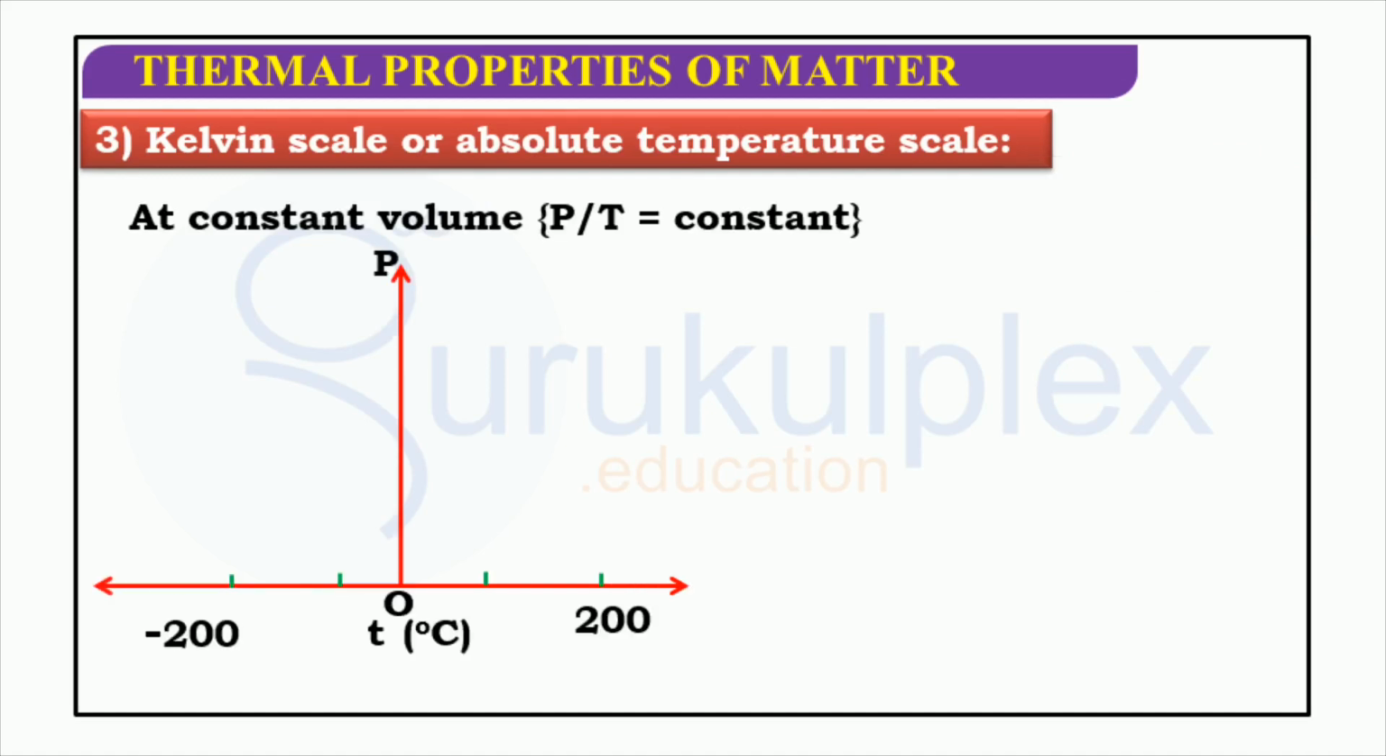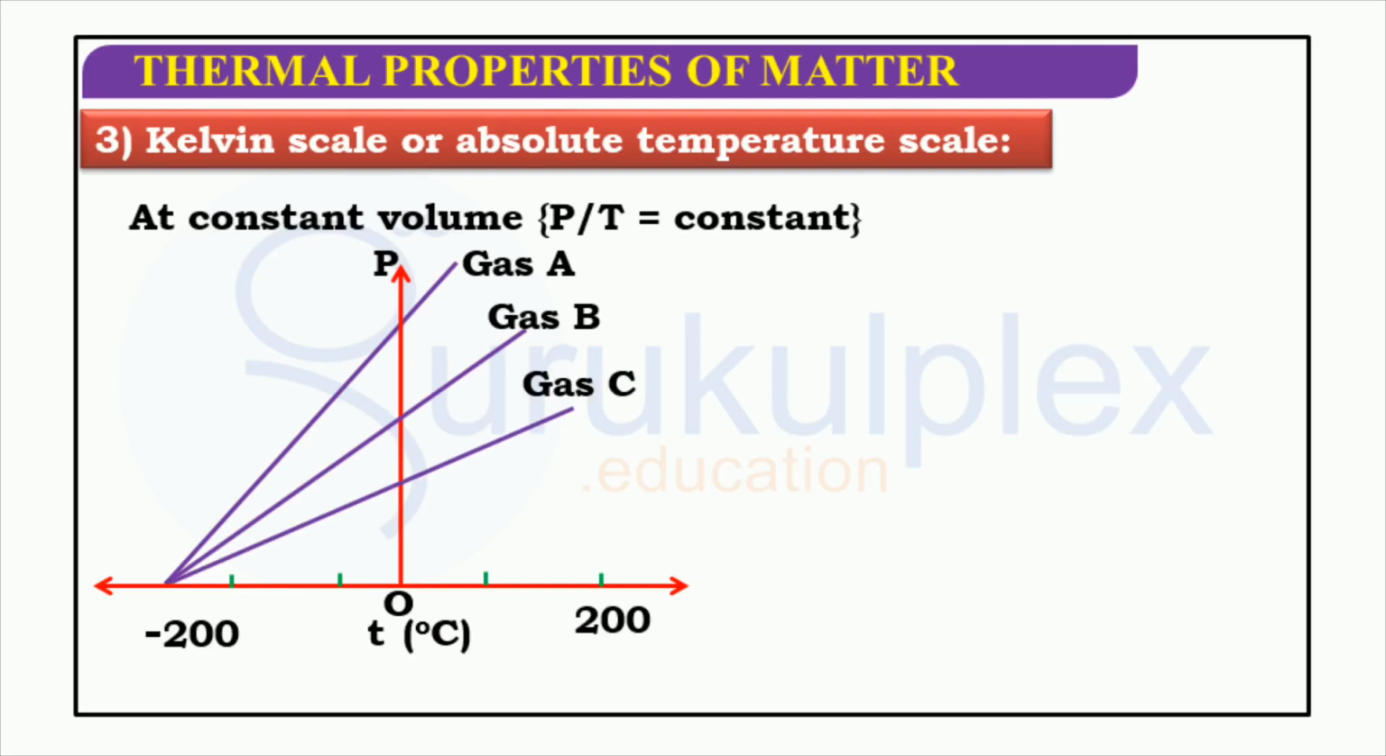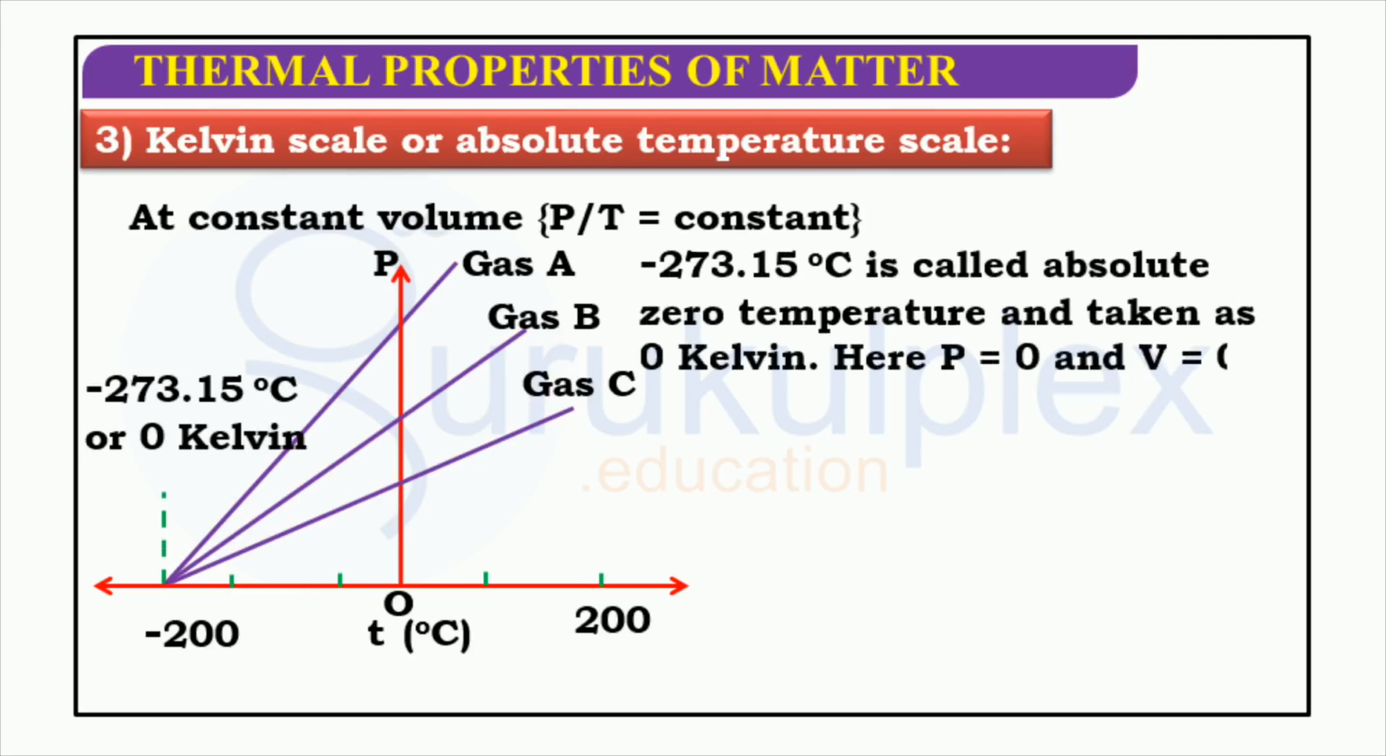We'll then examine the Kelvin scale or absolute temperature scale, where minus 273.15 degrees Celsius is called absolute zero temperature and taken as zero Kelvin. From this, we can better understand how different gases behave at different temperatures.